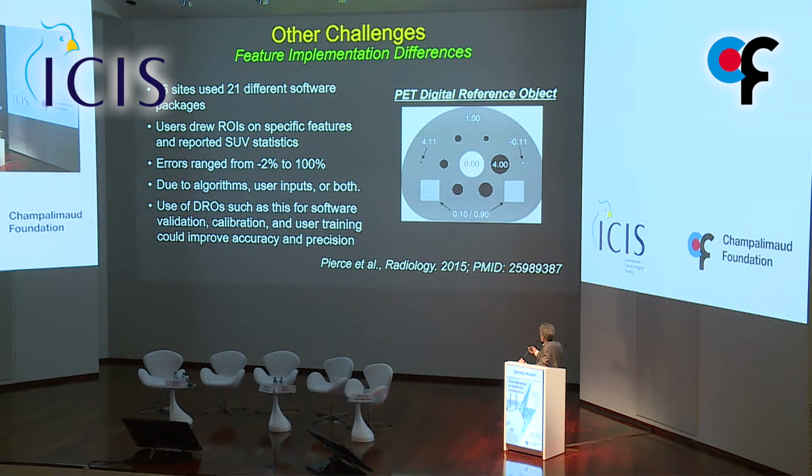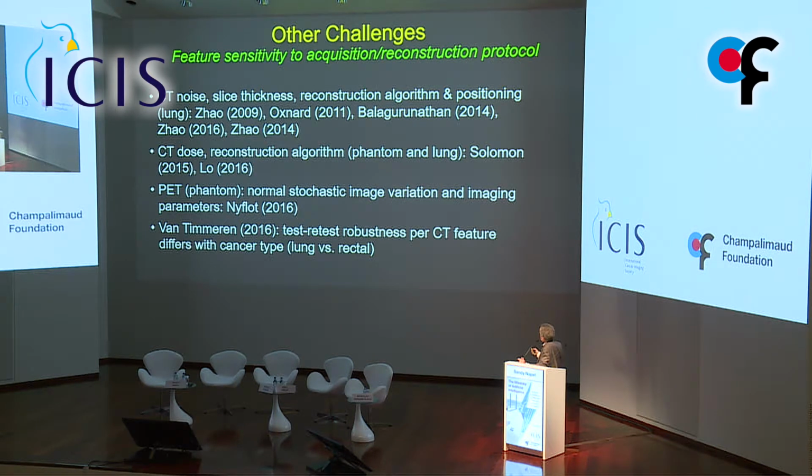We've talked about some of these. I'll go very quickly. These are just some examples of how different software packages can result in different feature computations, errors. In this particular study from Larry Pierce from the University of Washington, there were errors in radiomics values ranging from -2% to 100%, and all they were computing in this one was SUV max. So it was really a very interesting study.